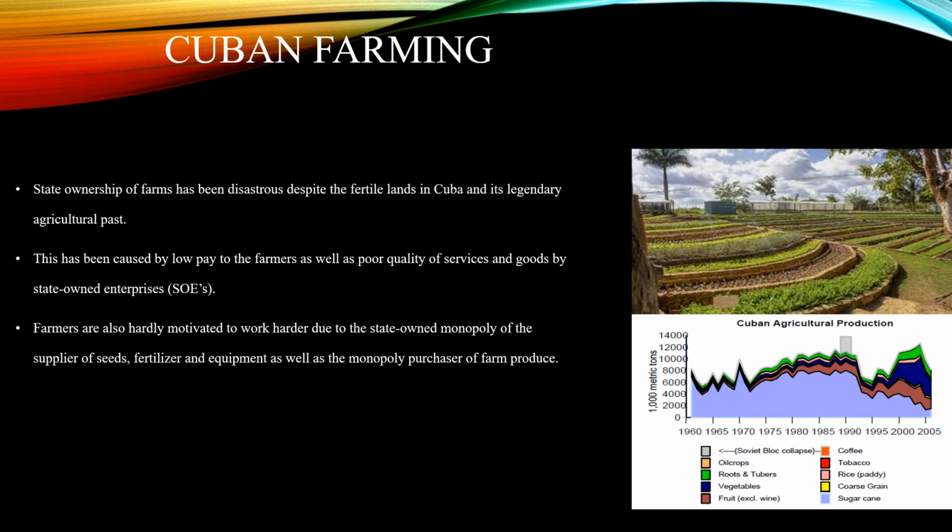Even with the president letting private owners and corporates lease the idle land, the farmers in Cuba have a difficult time making a living from the farms. This is only because the farmers have no motivation to work harder due to the state-owned monopoly suppliers of farm tools and the monopoly purchaser of farm produce. Thank you.